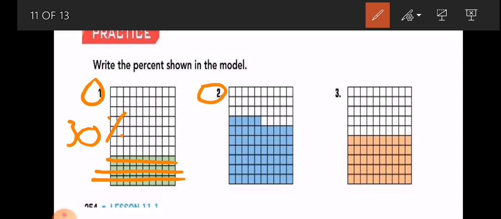Number 2: 10, 20, 30, 40, 50, 60. Then 61, 62, 63, 64, 65. So 65%. Why am I doing it directly? Because my grid is already 100. So they are 65 from the 100. No need to get equivalent ratios. I get an equivalent ratio if I want to know what it is from another number, not from 100.